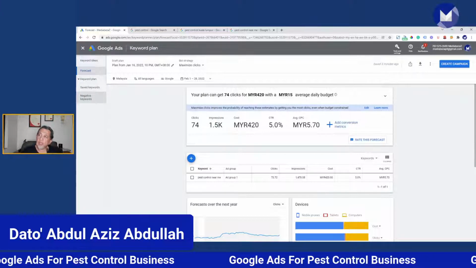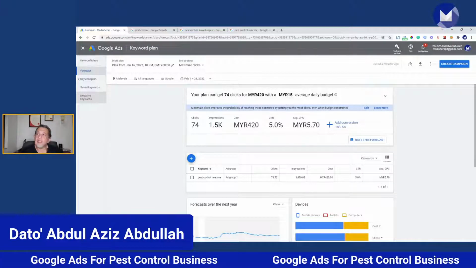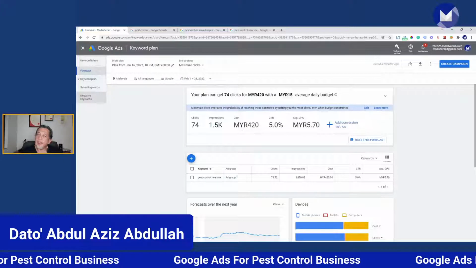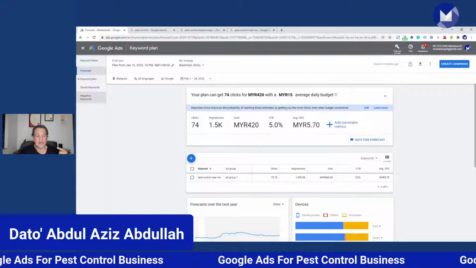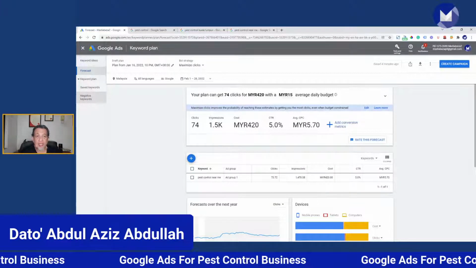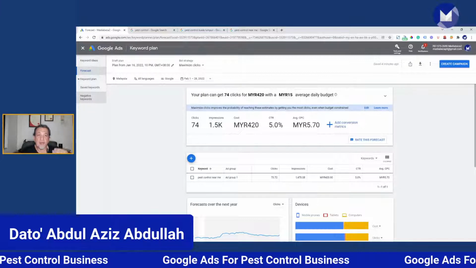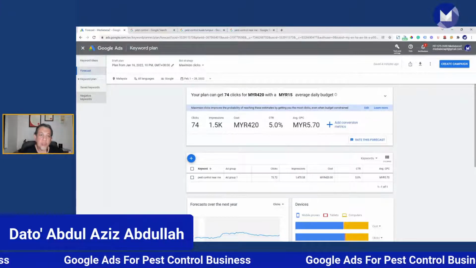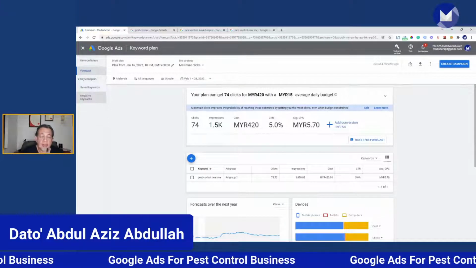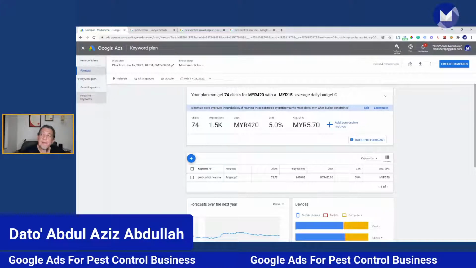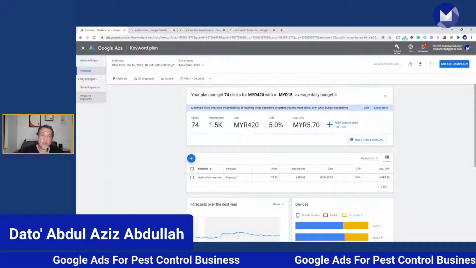So we're talking about 74. You get seven of those clicks, which resulted in, say, they call you or they WhatsApp you, right? Okay. Now, of course, next is how many of those can convert. Then that is up to you as the business, how you can convince them to engage you to do the pest control service for them. So if you are good in your sales, basically you can convert them from the phone call to becoming a customer.